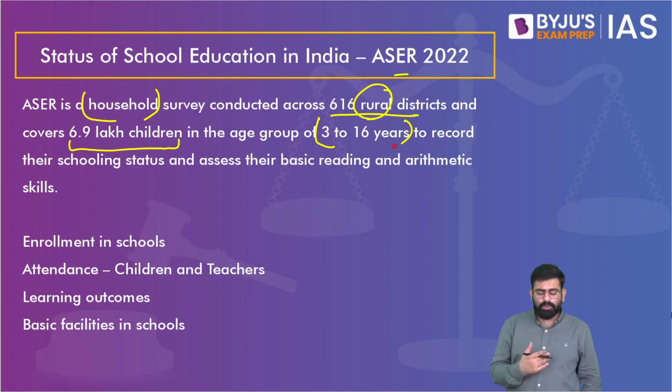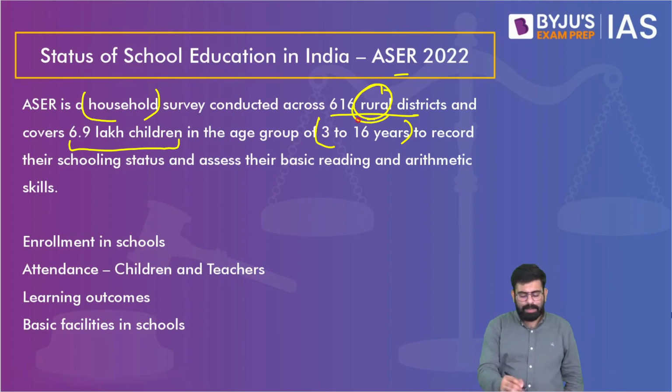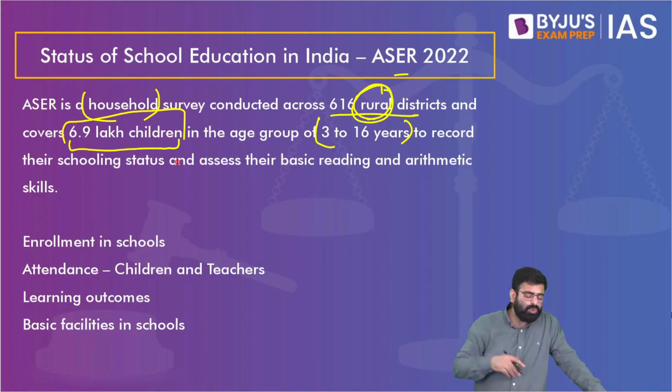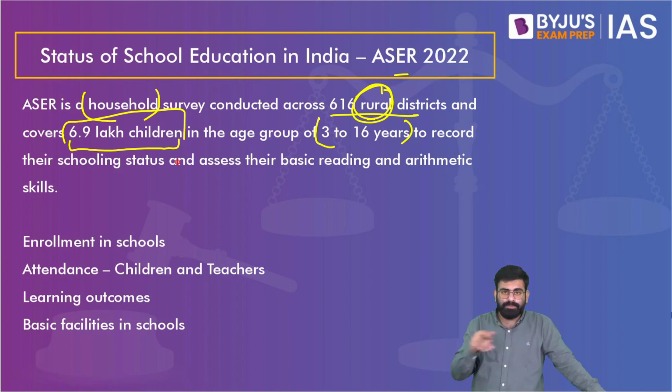Now, if you want to look at it critically, you can say that it is primarily rural because they are going to the rural districts. They're not covering students in urban areas. So it does not give a complete picture for that matter. But even though it is limited to rural areas, if you look at the scale of this, it covers close to 7 lakh children, which is huge, right? So the sample size is huge for that matter.